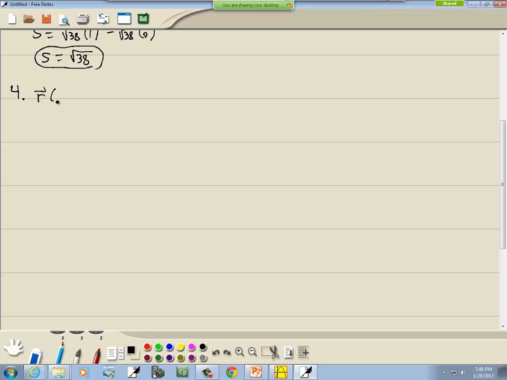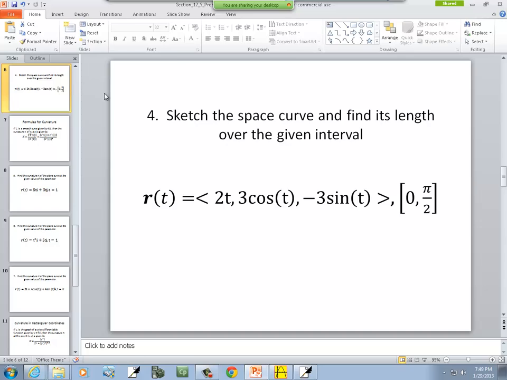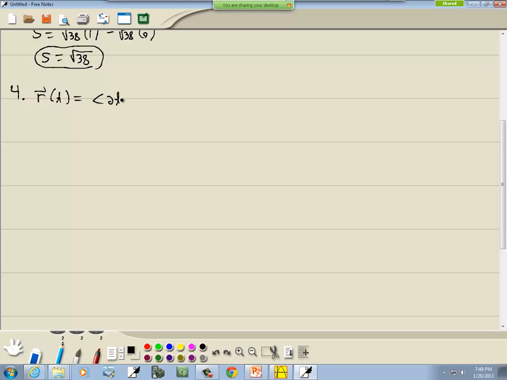Let's see. r is equal to 2t, 3 cosine t and negative 3 sine t. Actually, with arc length, if they're going to work out where you don't have to use technology to do it, you have to design them so they're nice. Because otherwise, you'd come up with integrals you can't find unless you do it numerically.